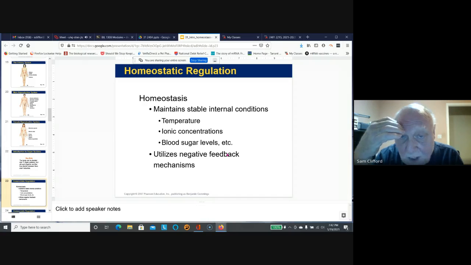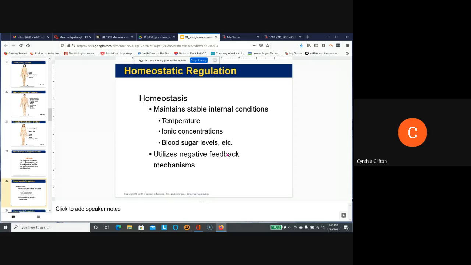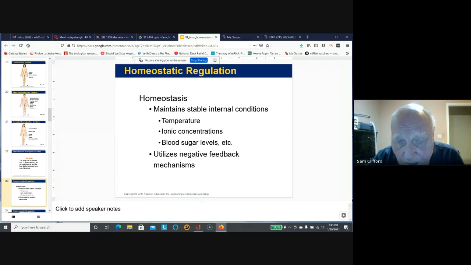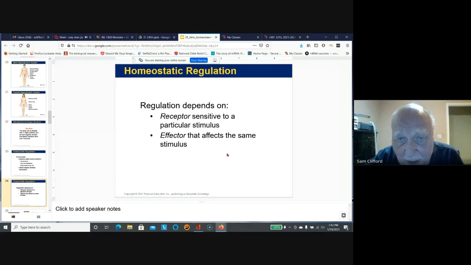Everybody knows that the temperature is maintained at around 37 degrees centigrade. Ionic concentrations of sodium, potassium, calcium are maintained at set concentrations, and blood sugar levels and so on, and hormone levels and other materials. What homeostasis does is keeps temperature, ionic concentrations at a set value. Okay. Regulation depends upon a receptor.